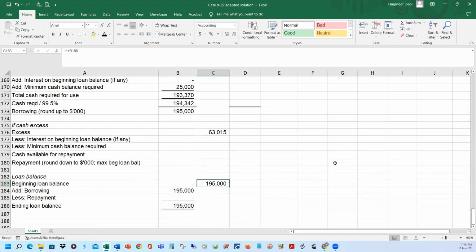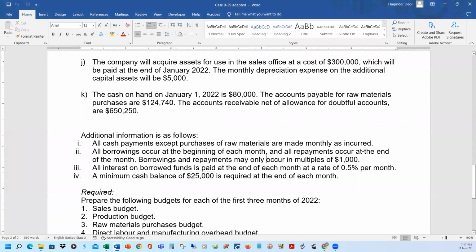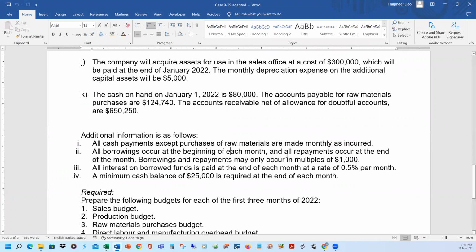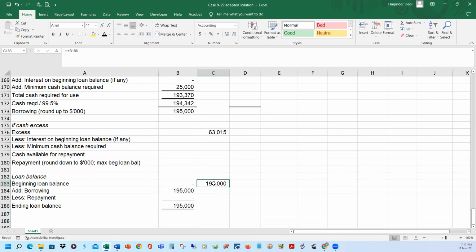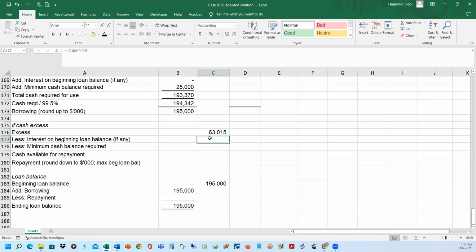The ending loan balance from January becomes the beginning loan balance for the month of February. And recall, any repayments can only happen at the end of the month, right? Any repayments are forced to happen at the end of the month. So if we owed any money at the start of the month, we will have to pay interest on it at the rate of 0.5%, right? So since we have a beginning loan balance of $195,000, we have to set aside 0.5% of $195,000, or $975 to pay the interest.